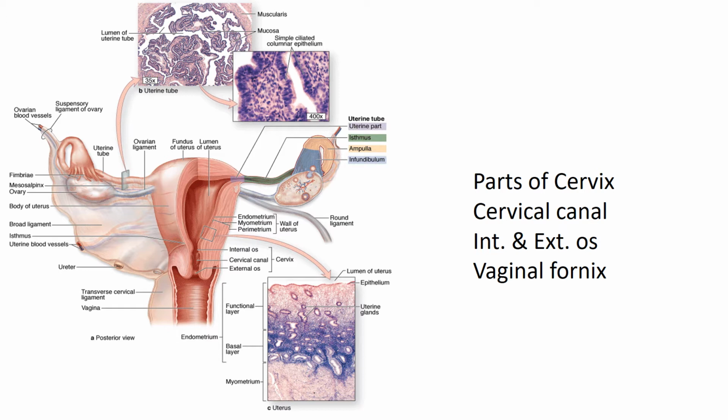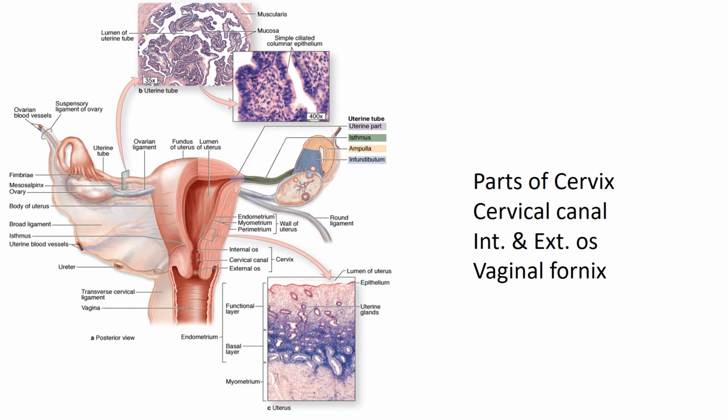And this protrusion from the external os up to the fornix portion is lined by a lining which is similar to the lining of the vagina. So this portion is known as the exocervix.